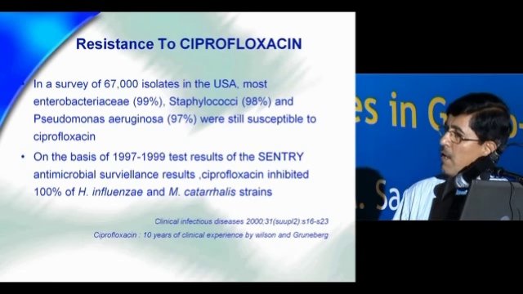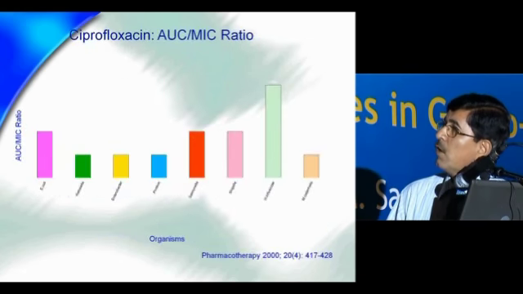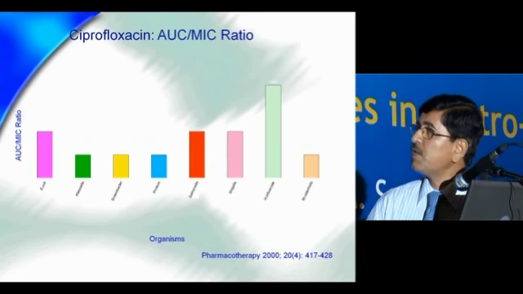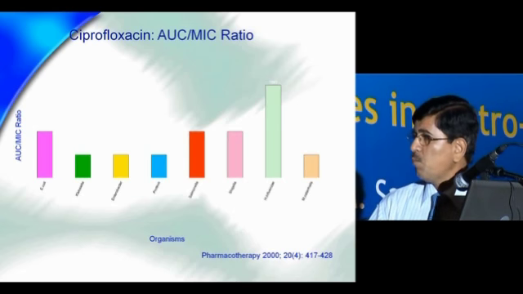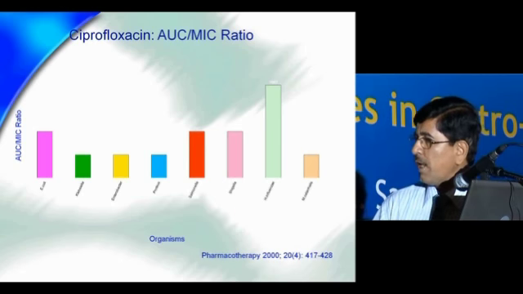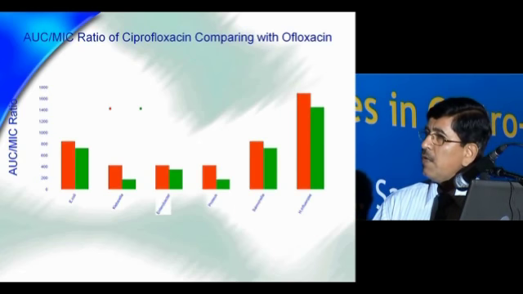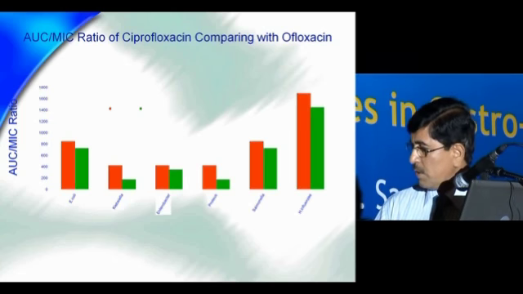One feature of the drug is the AUC-MIC ratio, the area under the curve versus the MIC ratio. Drugs with a greater AUC-MIC ratio are more effective, and Cipro shows a greater AUC-MIC ratio against these organisms. Compared with ofloxacin, the AUC-MIC ratio is higher for ciprofloxacin in E. coli, Klebsiella, Enterobacter, Proteus, Salmonella, and Haemophilus influenzae. So it is the most potent fluorinated quinolone, with a very broad spectrum of antibacterial activity.